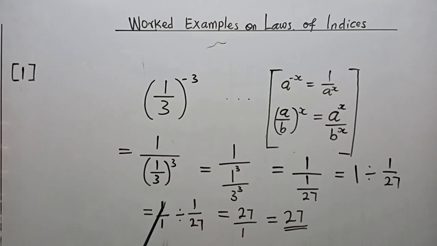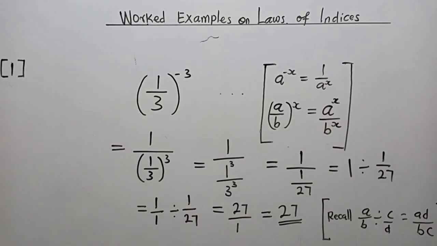Let me remind you of the law I applied in simplifying this to make it become this. Please watch. That is it. A over B divided by C over D is equal to AD, that is A times D over B times C, that is B times C.